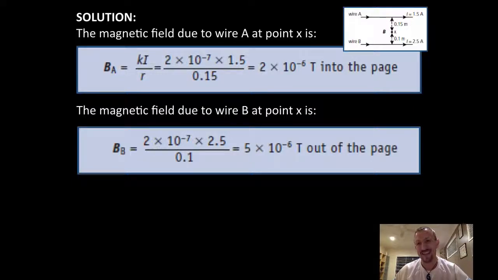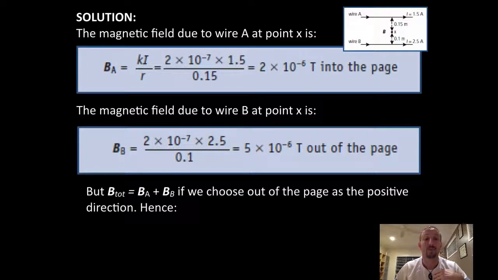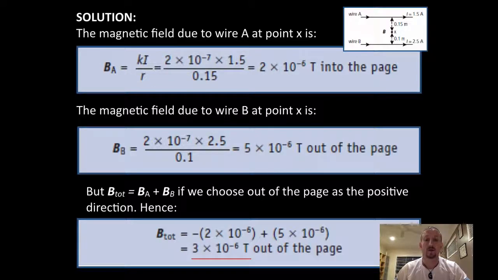Now to work out the net magnetic field strength, we're going to have to combine these two. Because they're going in opposite directions, we're going to have to take them away. So basically the total magnetic field strength will be the field strength of wire A plus the field strength of wire B. If we choose out of the page as being positive, then we get the following situation. Remember that the field strength at wire A is going into the page, hence it's negative. Coming out of the page is positive, which is wire B, which is 5 times 10 to the negative 6.